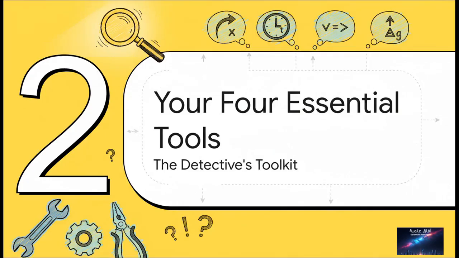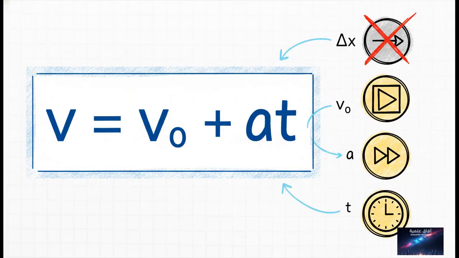All right, we've got the golden rule down. It is time to open up the detective's toolkit. We have 4 main equations, and here's the really brilliant part. Each one is specifically designed for a situation where one of our 4 key clues is totally missing from the case file. So let's say you're looking at a problem, and you have no idea how far the object traveled, and you don't even need to know. Well, this is your go-to tool. It connects final velocity, initial velocity, acceleration, and time, without ever having to worry about displacement.